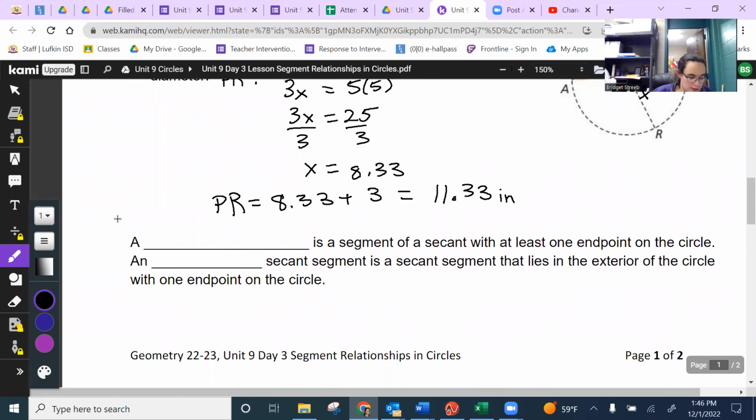So next up, we are going to talk about secant segments. So remember that a secant is a line that goes through the circle, meaning that it touches the outside of the circle twice because it's going through it. And a secant segment is just a piece of that line. And the interior secant segment is the part of that segment that is inside of the circle. It's in the interior of the circle.